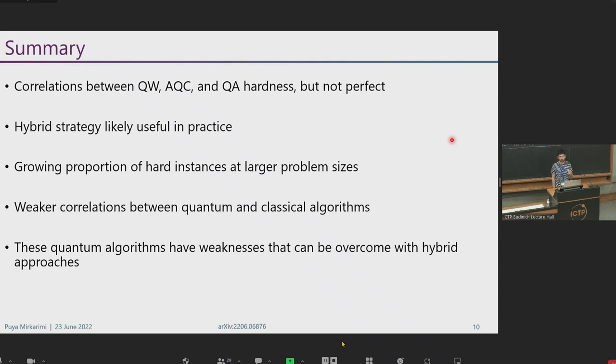And finally, we've identified certain weaknesses that can be overcome with a hybrid approach, such as the very poor scaling of a small subset of instances for AQC, and the fact that these quantum algorithms can't solve satisfiable instances efficiently. So I'll end my talk there. Thank you for listening.